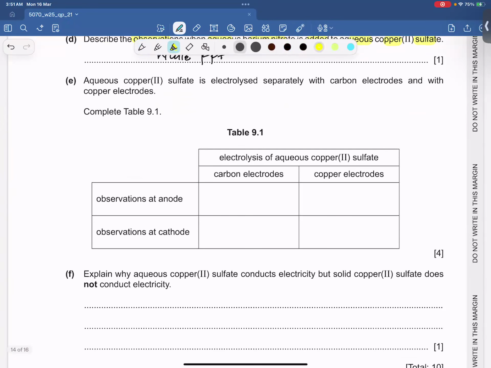Aqueous copper sulfate is electrolyzed separately with carbon electrodes. Carbon electrodes are also called graphite electrodes. And why are we using graphite electrodes? Because graphite conducts electricity because of the presence of delocalized electrons. And graphite is basically an inert electrode also. And with copper electrodes, my bad, copper is a reactive electrode. Okay, no problem at all. We have discussed both in the class.